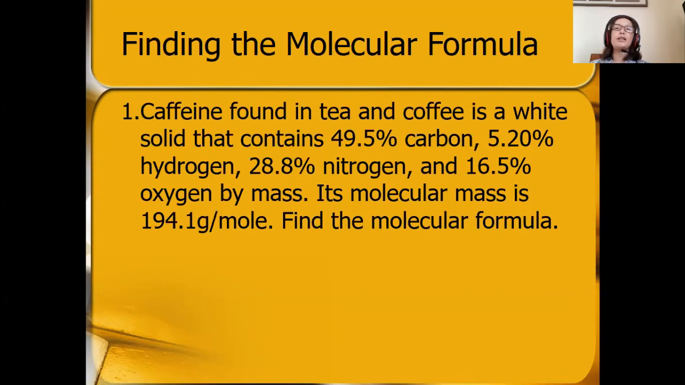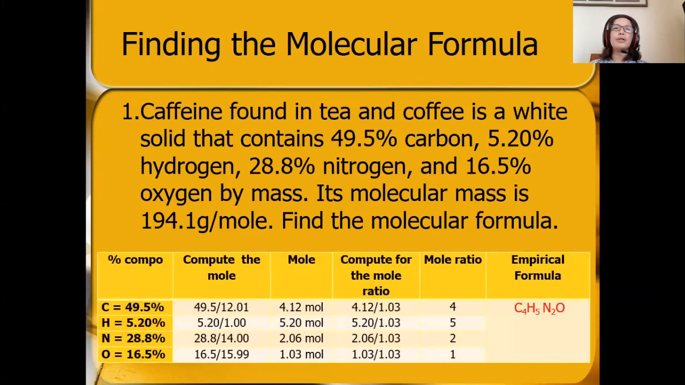So from the steps we apply in finding the empirical formula, first we convert the percent into mass in grams. Okay? To get the moles, you divide the mass in grams by its atomic mass in grams per mole. Molar mass, rather. So for carbon, you have 12.01 and so on. So the moles here are 4.12, 5.20, 2.06, and 1.03. And what is the smallest mole here?